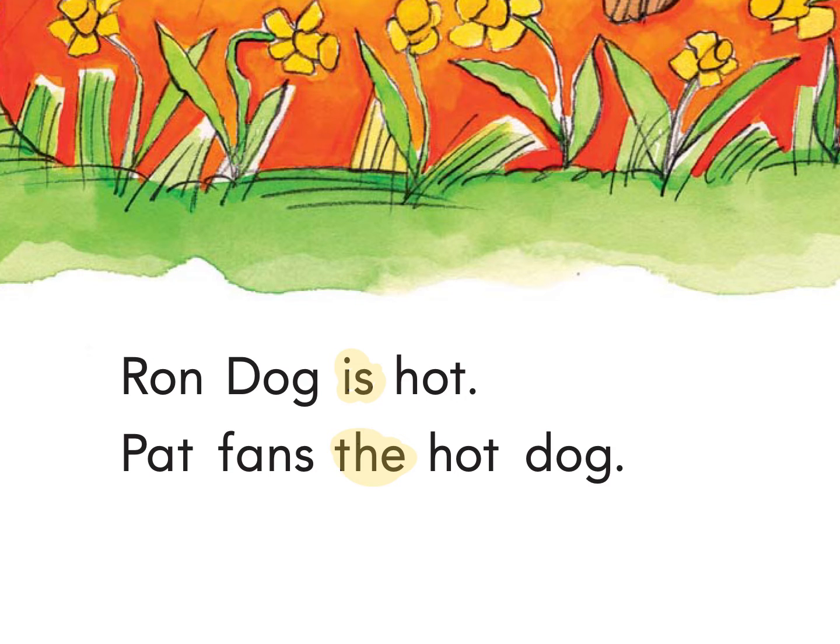All right, what short O words do you see? Dog. Hot. I see hot 2 times. Oh, there's another dog. And Ron. Then I see a word.